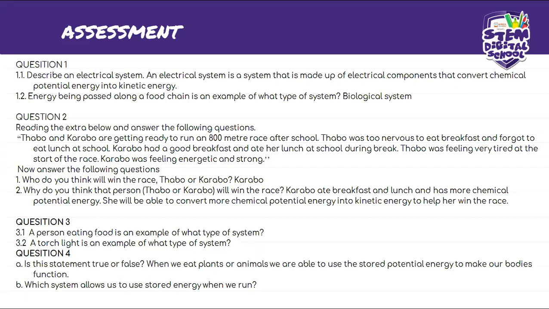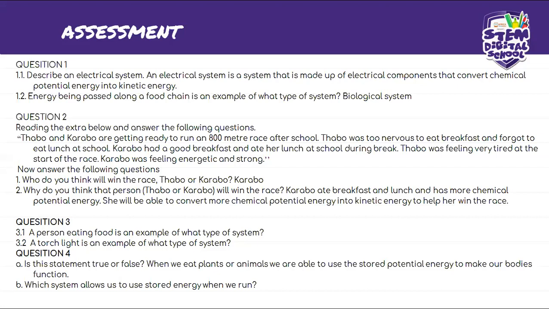Okay, then let's look at the reading of the extract. Tabo and Karabo are getting ready to run an 800 meters race after school. Tabo was too nervous to eat breakfast and forgot to eat lunch as well at school. Karabo had a good breakfast and ate her lunch at school during break. Tabo was feeling tired at the start of the race. Karabo was feeling energetic and strong.